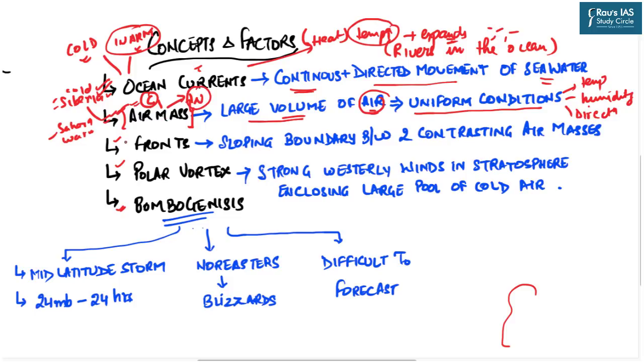Clear? Now we come to the third important topic, that is fronts. Now what are fronts? Fronts are the sloping boundaries between two contrasting and converging air masses. This term is very important. Fronts can form only in those regions where two air masses are colliding, but those two air masses have to be contrasting in nature.